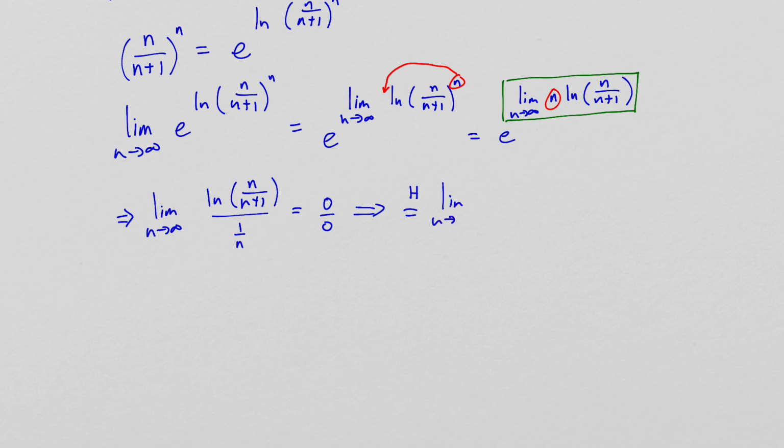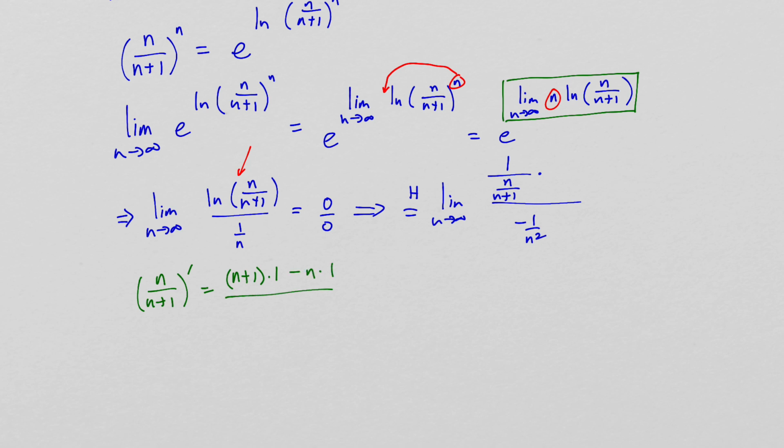And this becomes the limit of the derivative of the numerator over the derivative of the denominator. Well, the derivative of natural log of anything is 1 divided by that thing, and then we have to multiply by the derivative of that thing. So n divided by n plus 1, the derivative of that. Quotient rule says bottom times derivative of the top minus the top times the derivative of the bottom, divided by the bottom squared. And if you simplify this, you will find that you get 1 divided by n plus 1 squared.